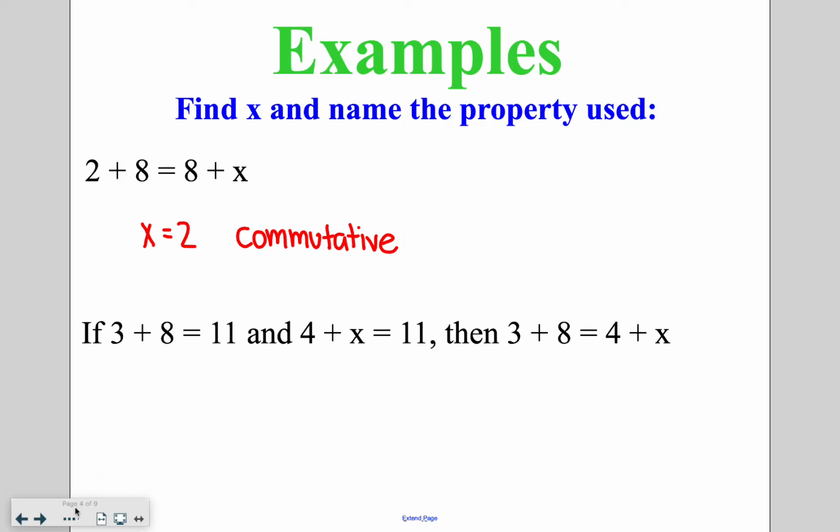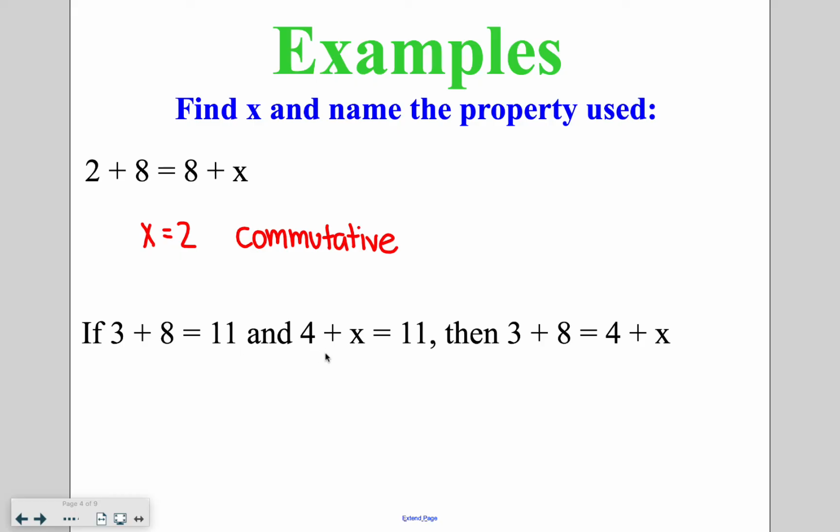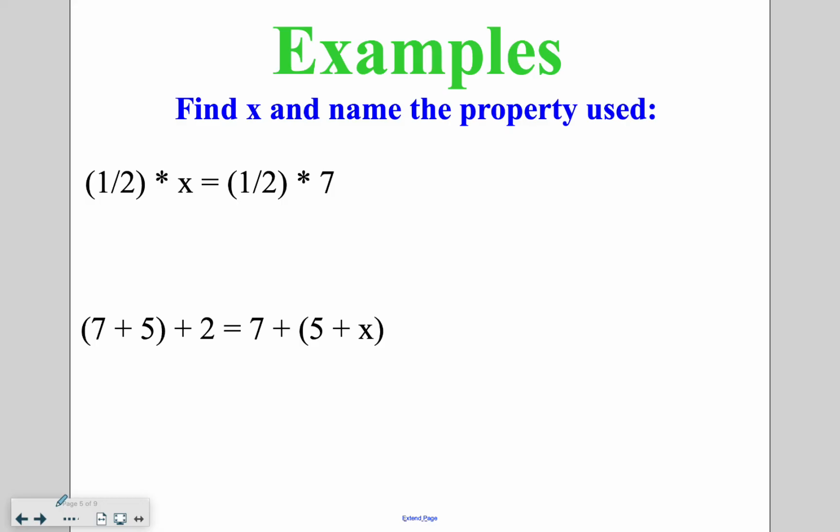For our next example here, it says if 3 plus 8 is equal to 11 and 4 plus x is equal to 11, then 3 plus 8 is equal to 4 plus x. First thing I need to figure out, 4 plus something is 11. That something is going to be 7. Now I have two expressions that are equal to a same quantity, and I eliminate that quantity from the expression, so that is going to be my transitive property. Go ahead and try these two on your own.